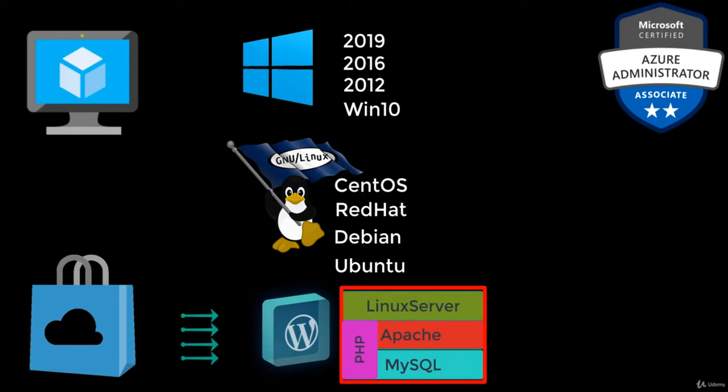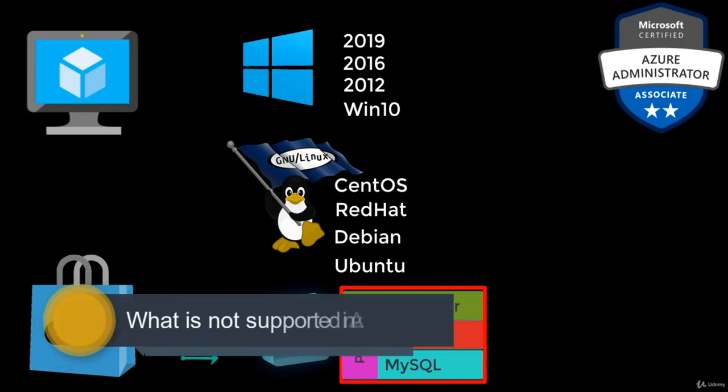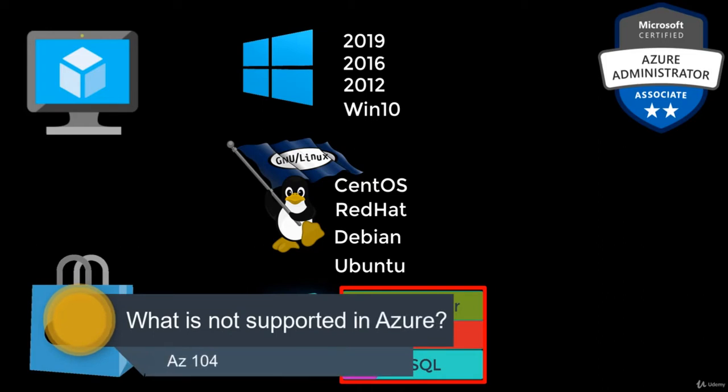Finally, if you cannot find a suitable image, you can create your own disk image with what you need, upload it to Azure storage, and use that storage to create an Azure virtual machine. Now keep in mind that Azure only supports 64-bit operating systems. In the next video, we'll learn about what Microsoft Azure does not support.